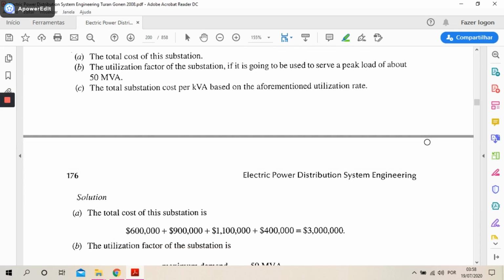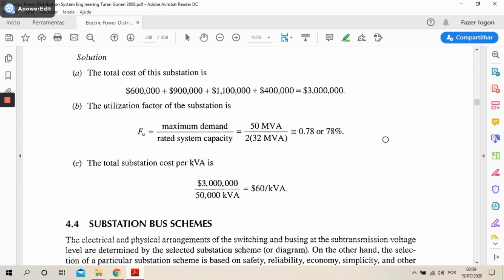Determine the following. Letter A. The total cost of this substation. Letter B. The utilization factor of the substation if it is going to be used to serve a peak load of about 50 MVA. Letter C. The total substation cost per kVA based on the aforementioned utilization rate. Now let's see the solution.